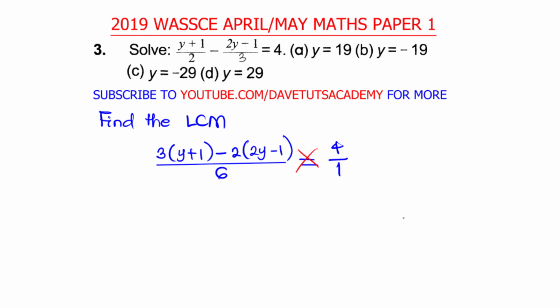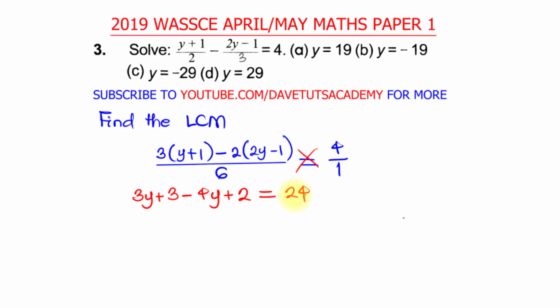Okay, and if you have to cross multiply, that means 1 will be multiplying the whole of this numerator on the left hand side, and 6 will be multiplying 4. 1 times any number is that number, so this will just retain what it is. Then I can go ahead to open the bracket to say 3 times y is 3y. Okay, 3 times 1, that is 3. Then minus 2 times 2y, that is minus 4y. And then minus 2 times minus 1. Negative signs will multiply to become plus. Okay, then 2 times 1 will be 2. That will be equal to 6 multiplied by 4. 6 times 4 is 24.